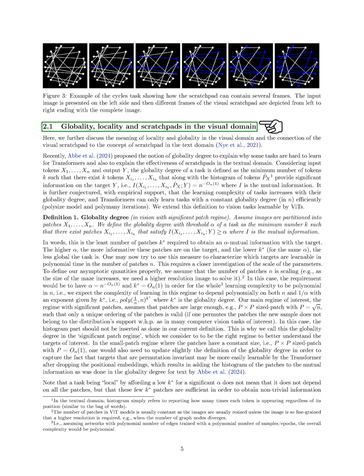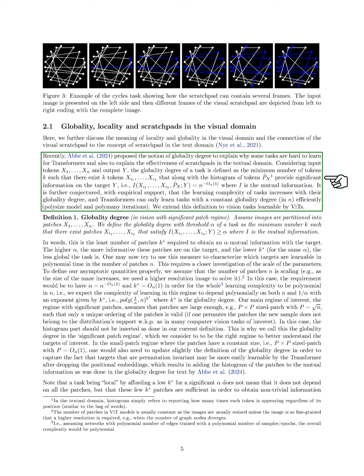In this section, we explore the concepts of globality, locality, and scratchpads within the visual domain. We discuss how globality relates to visual tasks and connect the idea of a visual scratchpad to scratchpads used in text. Recently, the concept of globality degree was introduced to clarify why some tasks are challenging for transformers and to highlight the effectiveness of scratchpads in text.